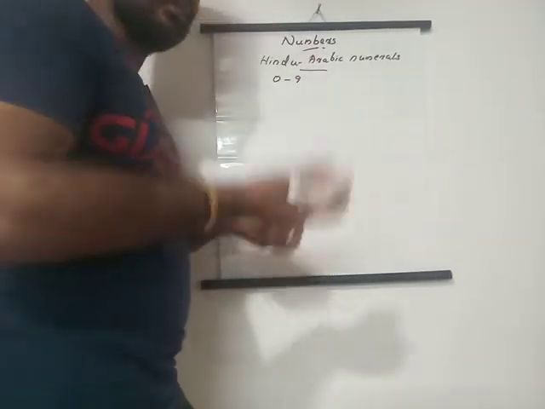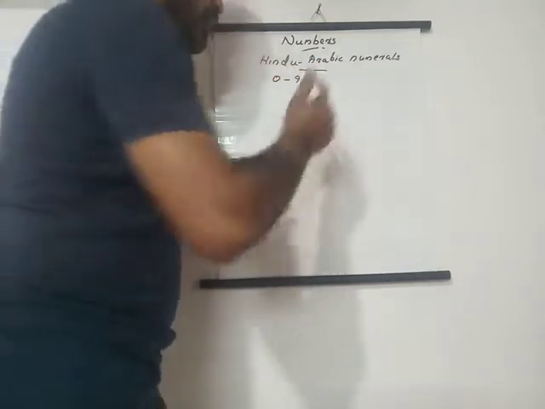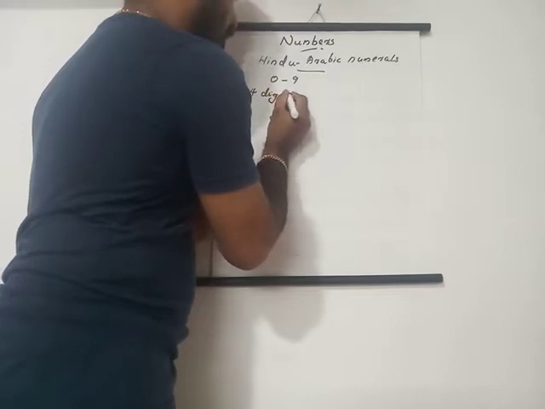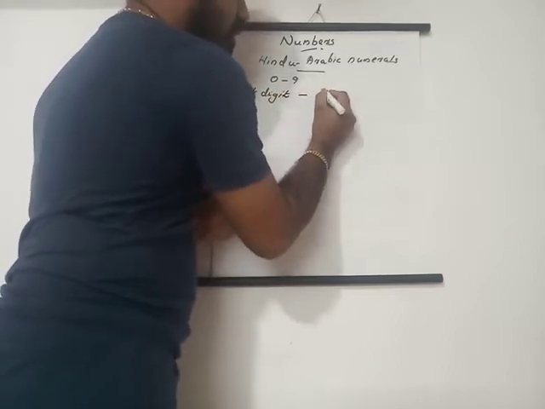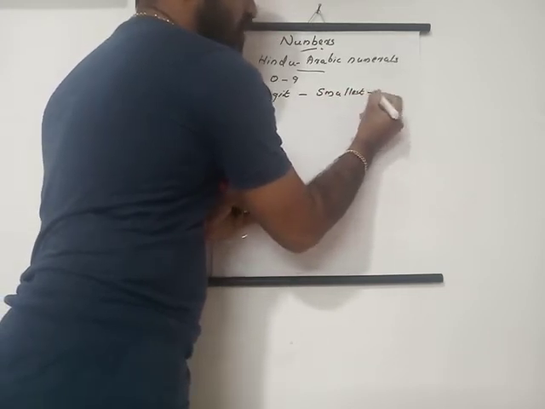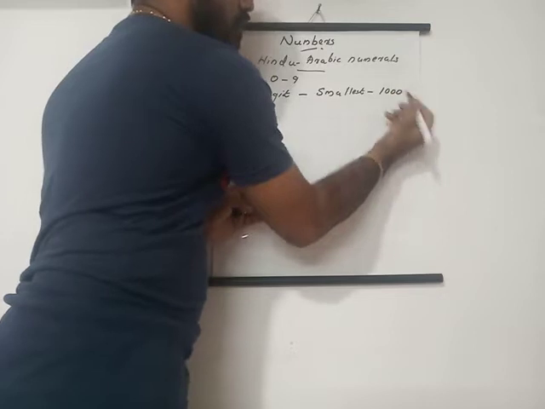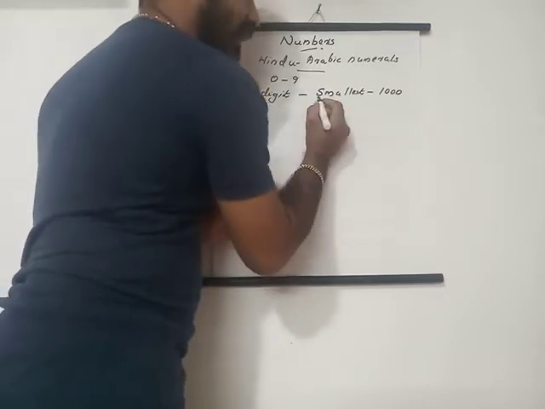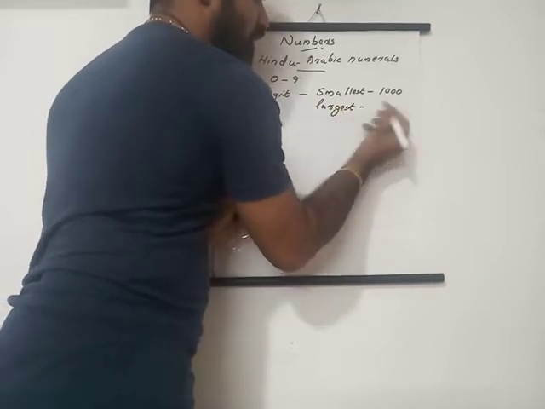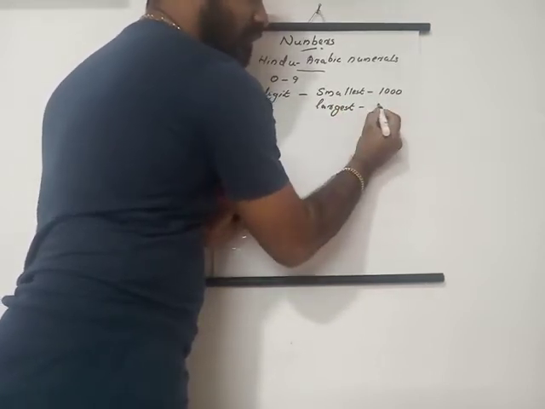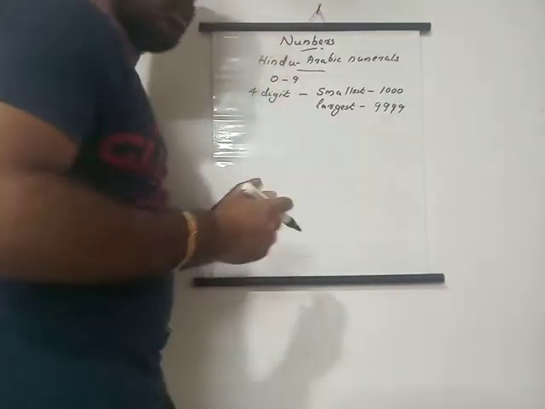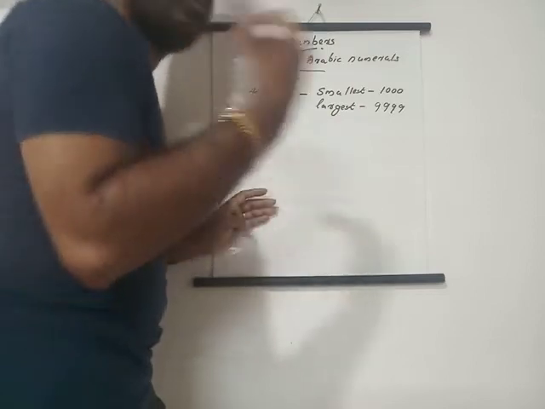The next thing we learned about is the 4-digit number. Which is the smallest 4-digit number? The smallest 4-digit number is 1000. What is the largest 4-digit number? If all the places become 9, this becomes the largest 4-digit number.